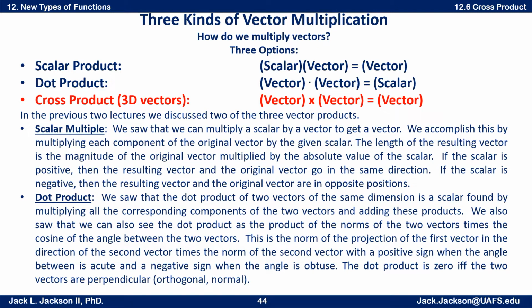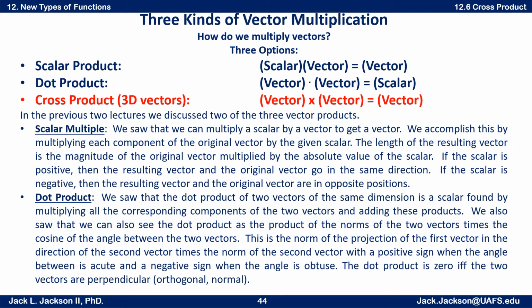On the dot product, we saw that the dot product of two vectors in the same dimension is a scalar. And it's found by multiplying all the corresponding components of the two vectors and adding these products. We also saw that we can see the dot product as the product of the norms of the two vectors times the cosine of the angle between the two vectors.